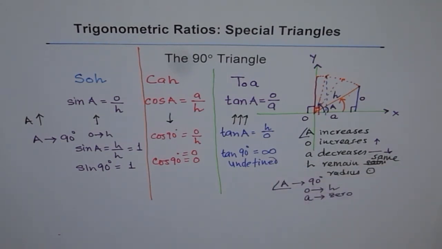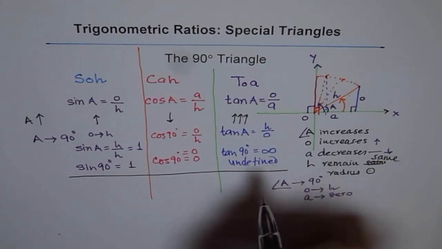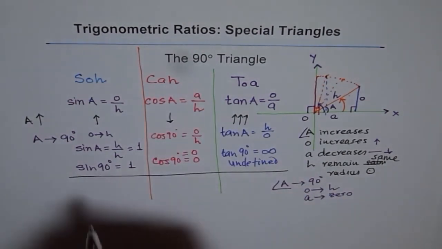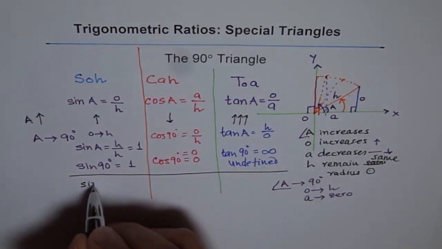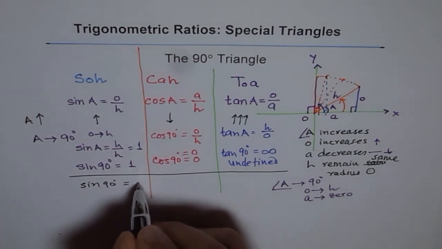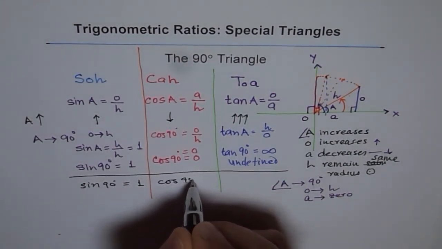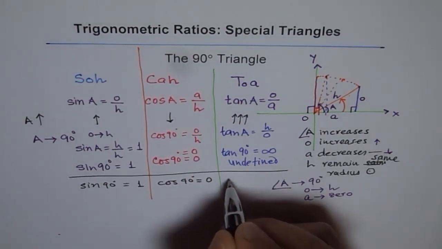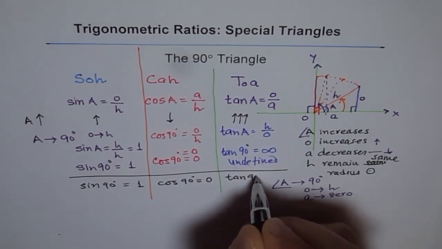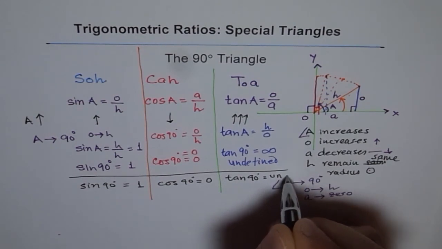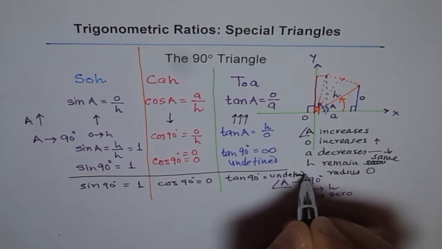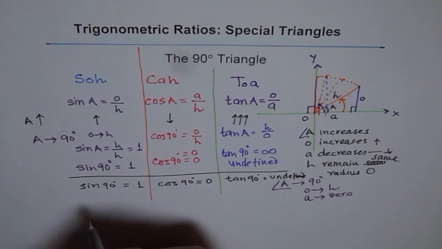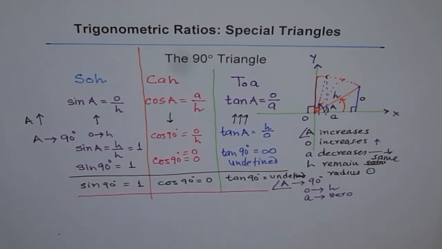So that concludes our results for this special triangle of 90 degrees. We can say sine of 90 degrees is equal to 1, cos of 90 degrees is equal to 0, and tan of 90 degrees is undefined. Okay, so that is the final conclusion of our special angle 90 degrees, and I hope you understand how and why we get these values, correct?